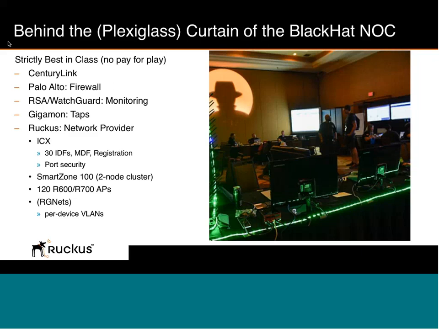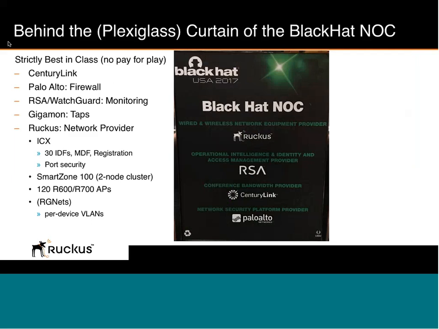But everything south of that is Ruckus. So we are the network provider for the wired and the wireless side. Everything north of that is what's providing the security, but that doesn't matter if your wired and wireless side aren't stable. So the ICX switches that we used this year, well, since we began using those, one of the things that we use with that is port security. This is not the kind of thing that you would see in a normal event. I think BlackHat may be unique in that this is something you actively have to worry about.